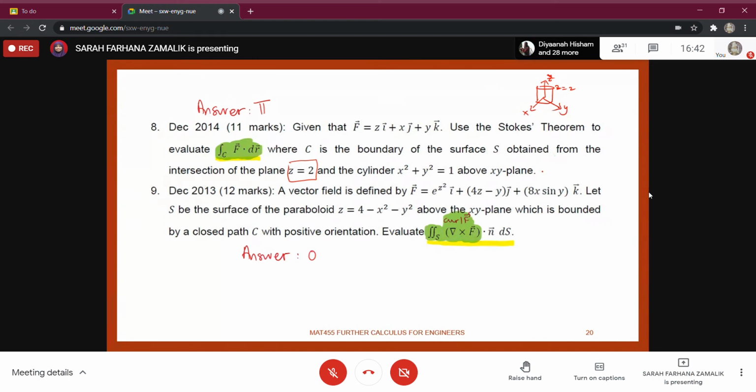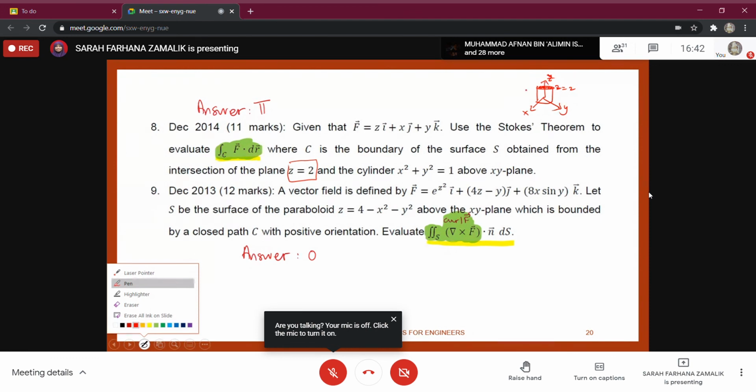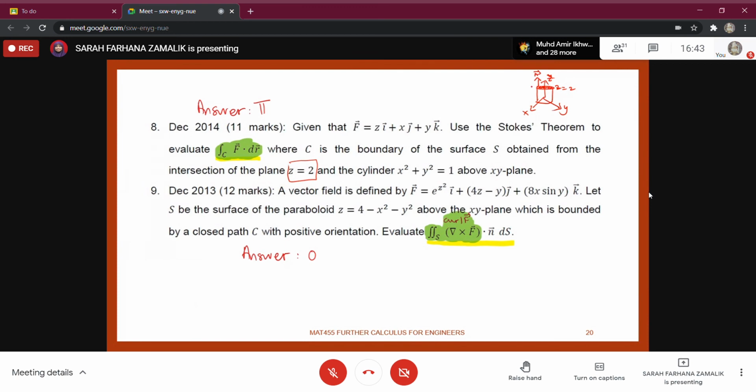So S dia bagi tahu kat sini, C dulu. C is the boundary of the surface S obtained from the intersection. So maksudnya kat situlah C, kat situlah S. And then kalau rasa macam tak confident, gunalah right hand rule yang saya bagi tahu tadi. Okay. C of course mesti counterclockwise. So the C is the boundary of the surface. So kat situlah C, kat situlah S. Okay. So yes, C dia counterclockwise and then yes, that is your S. So itulah S kita yang saya shade tu. That is your S.